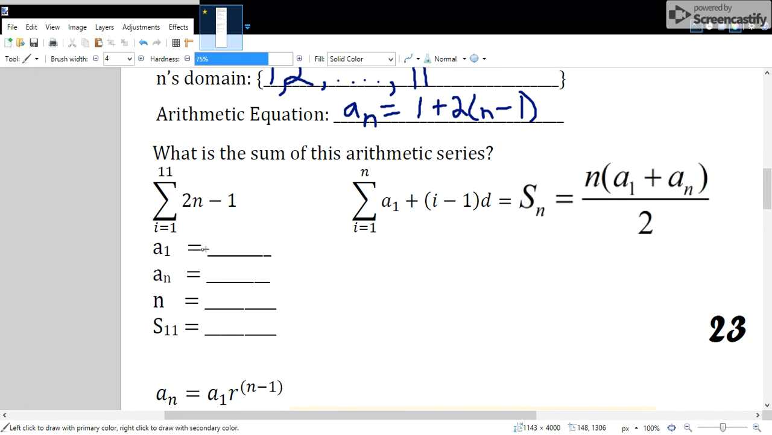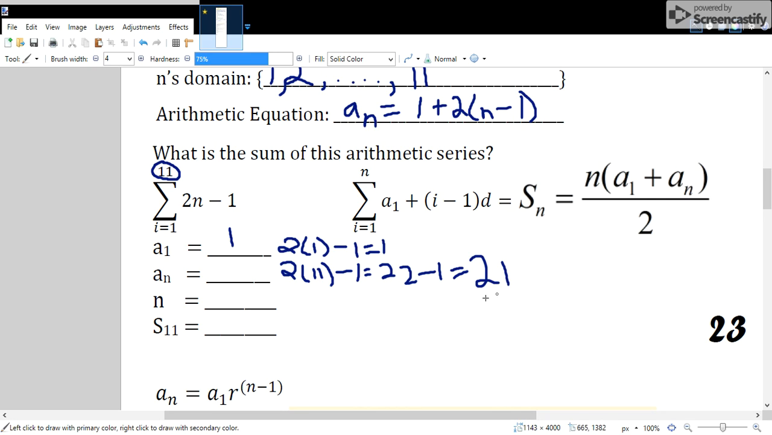So a of 1 is if we put in 1 for n. So 2 times 1 minus 1 is 1. A of n would be this last term up here. So 2 times 11 minus 1 will be 22 minus 1. That's 21.